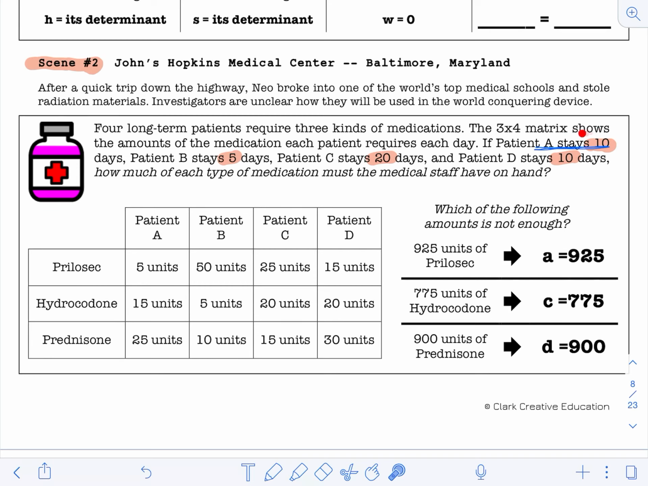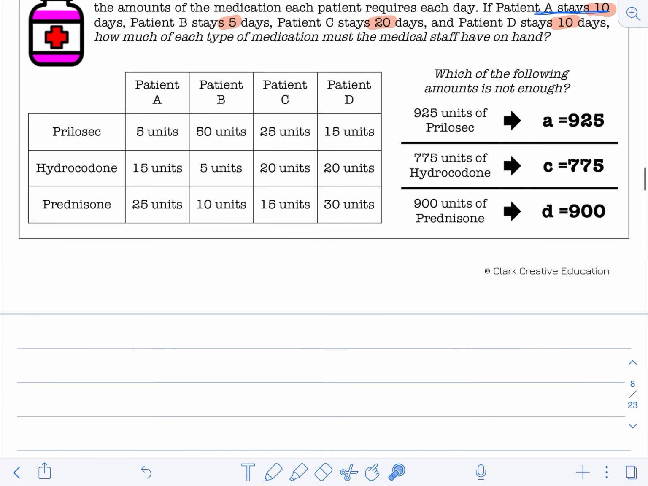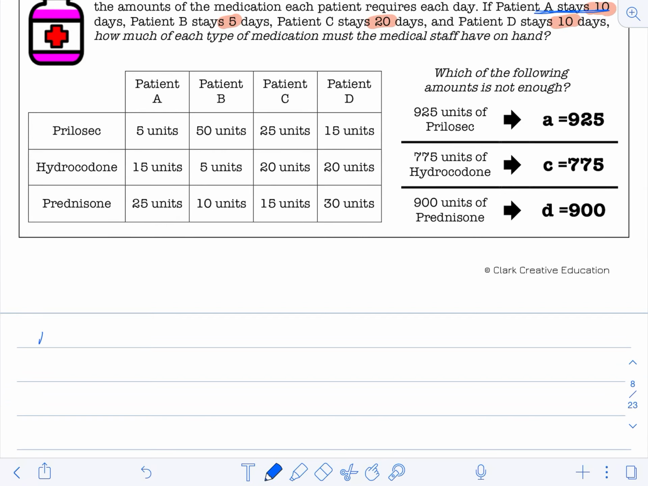I'm still getting used to this. I forgot that there's a cool highlighter thing. Now, if patient A stays 10 days and each day the patient needs 5 units of Prilosec, then for Prilosec, patient A is going to need 5 times 10, which is equal to 50. Okay?